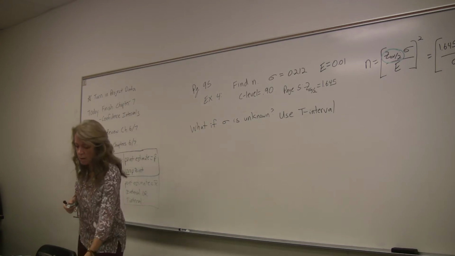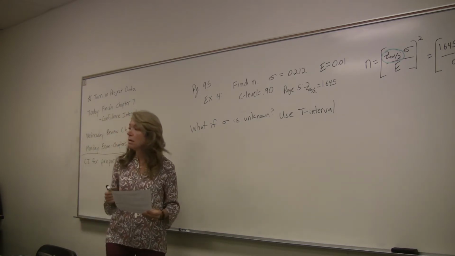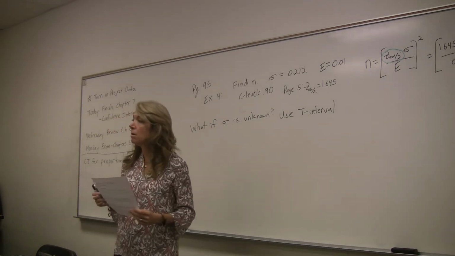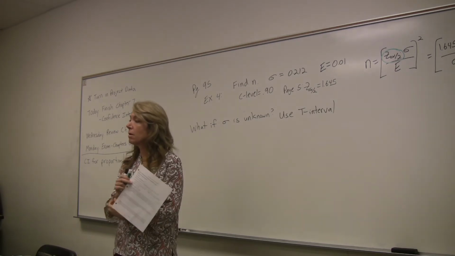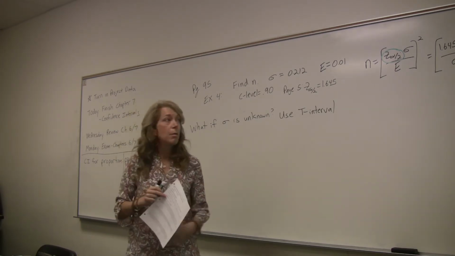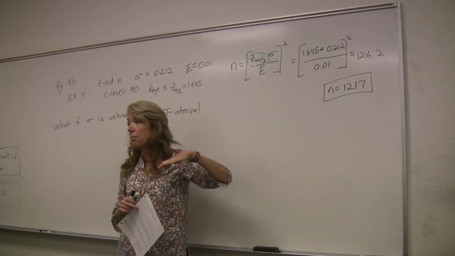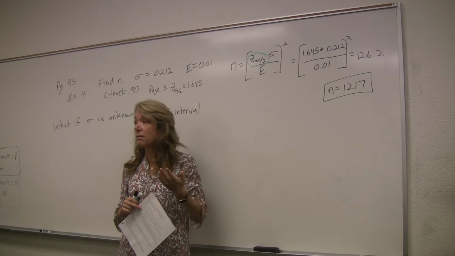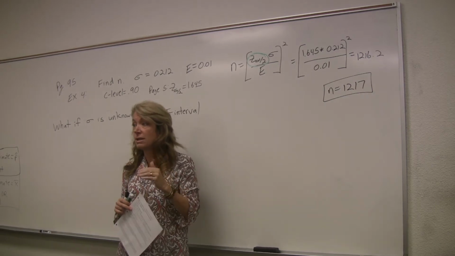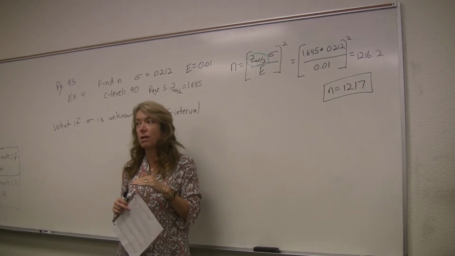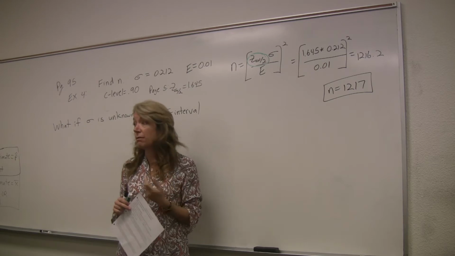I have a question. Why are we rounding up to 1217 if it's like at 0.2? Because this is the minimum, and if I round down, I'll go below the minimum. So that's why we can never round down on these, because you're looking for the sample size. If you round down, you've just gone below your minimum. So in this case, you have to round up.